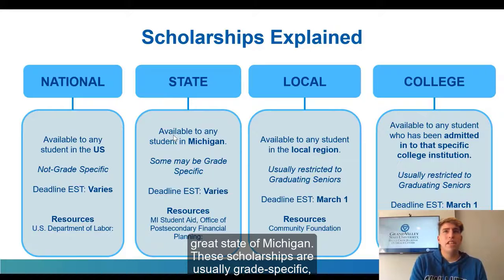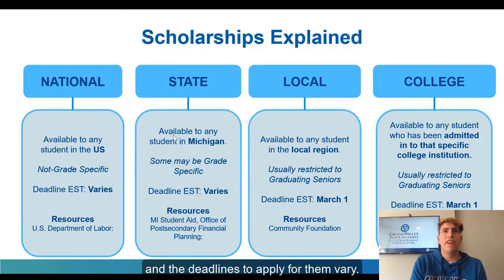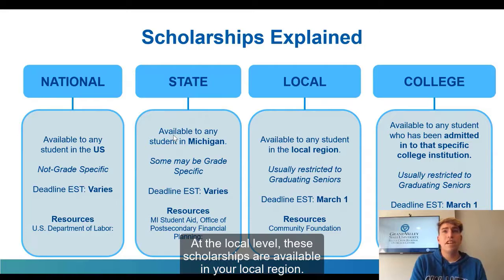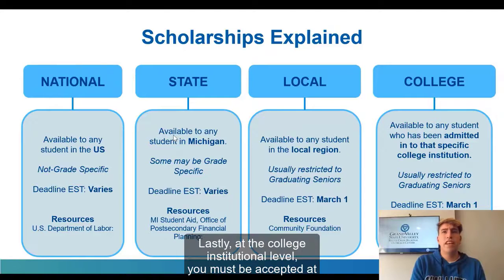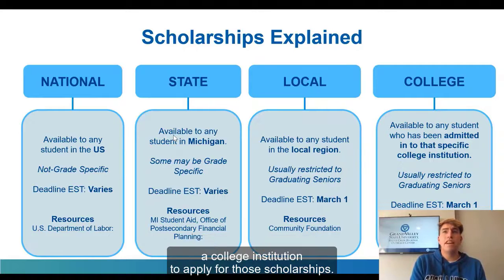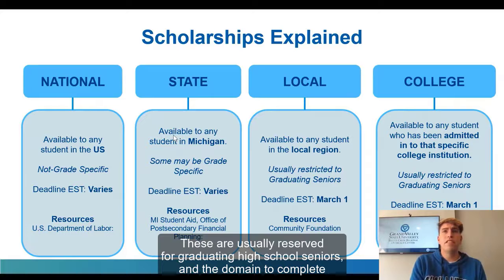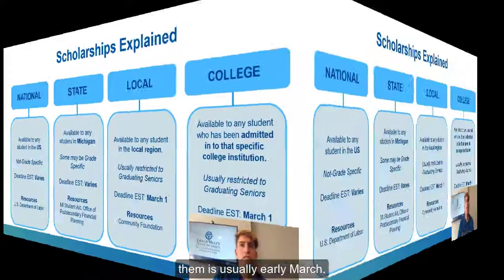These scholarships are usually grade-specific, and the deadlines to apply for them vary. At the local level, these scholarships are available in your local region. Usually these are only available for graduating high school seniors, and the deadline to complete them is usually early March. Lastly, at the college institutional level, you must be accepted at a college institution to apply for those scholarships. These are usually reserved for graduating high school seniors, and the deadline to complete them is usually early March.